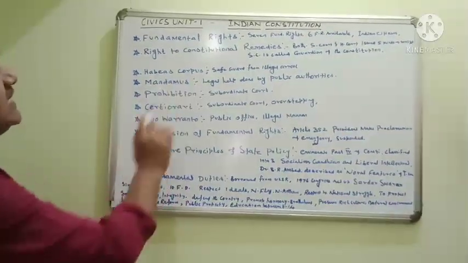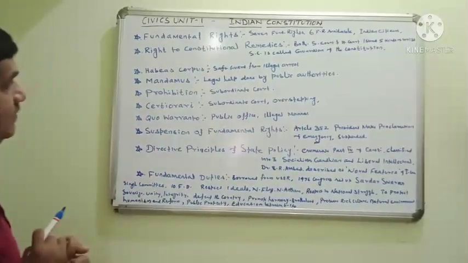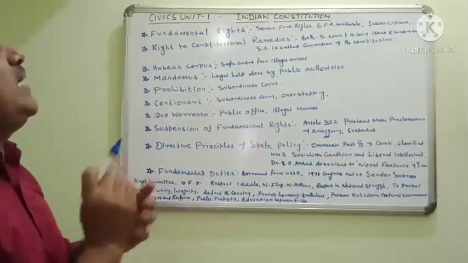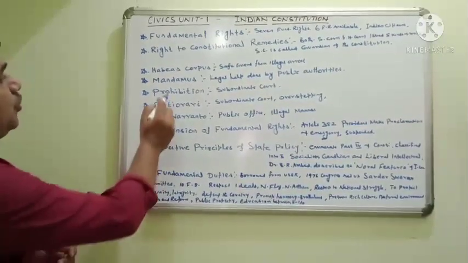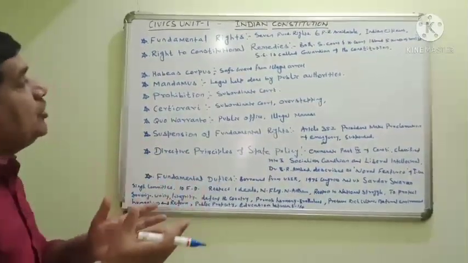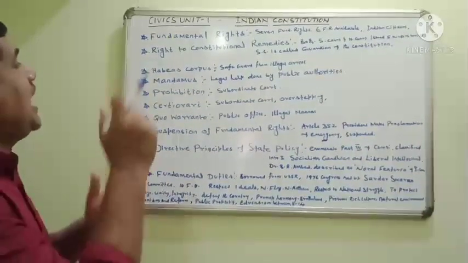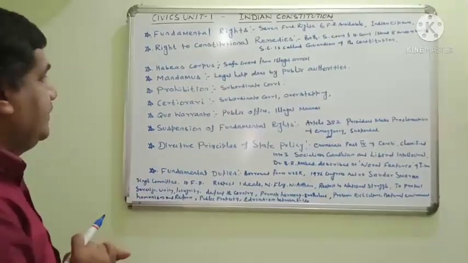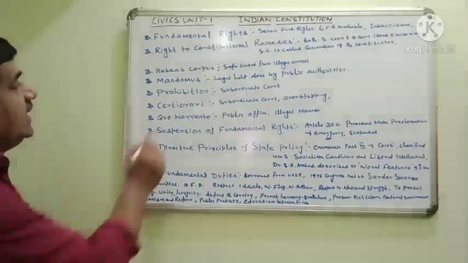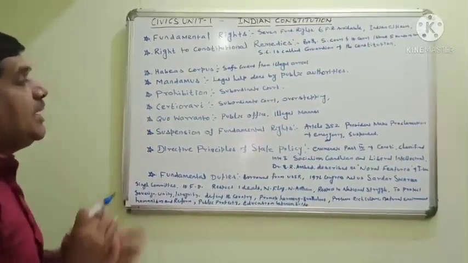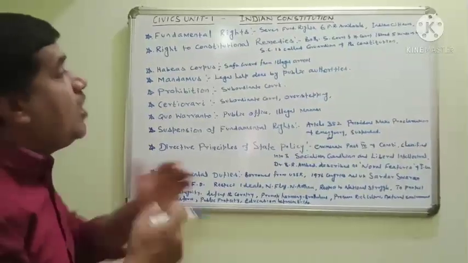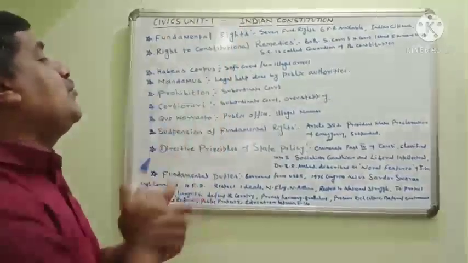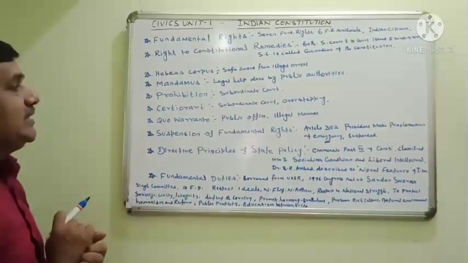Habeas corpus safeguards from illegal arrest. Mandamus is legal help from public authorities. Prohibition: if a subordinate court oversteps its limits, the matter goes to a higher court. Certiorari: if a subordinate court is not able to solve the problem or oversteps, the person goes to the higher court or the Supreme Court.